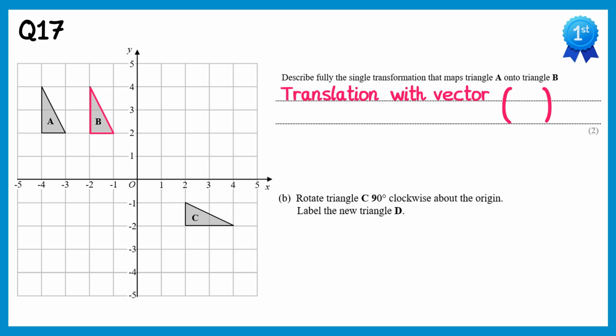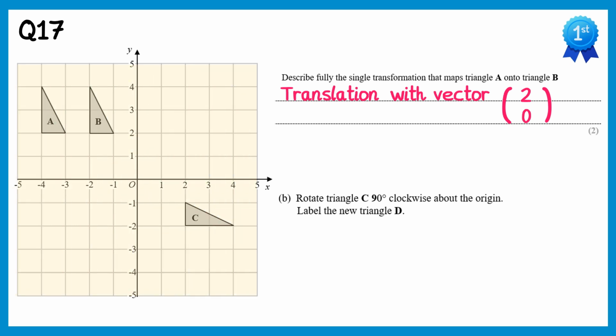The top number tells you how far you move left or right, and we move right 2 spaces, so we'll put a +2, and we didn't move up or down at all, so we'll put a 0 for the second number. For part B of this question, we need to rotate the triangle C 90 degrees clockwise about the origin.